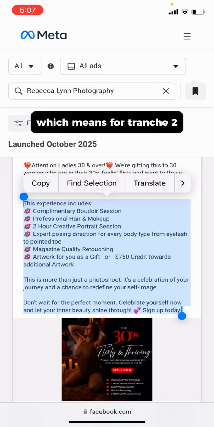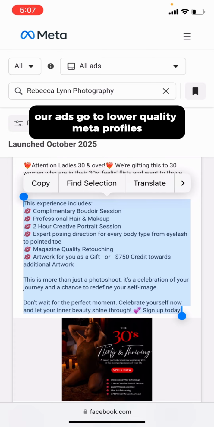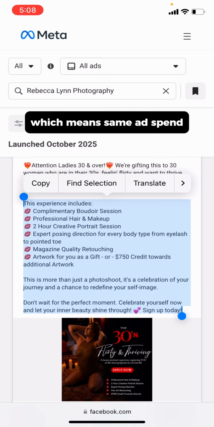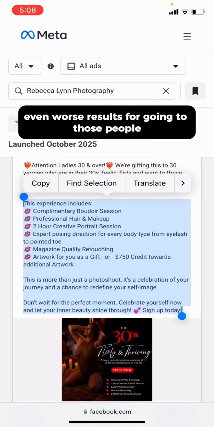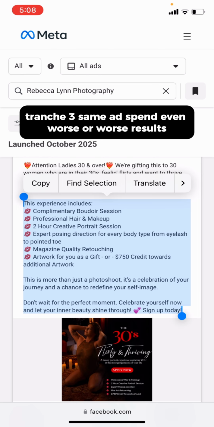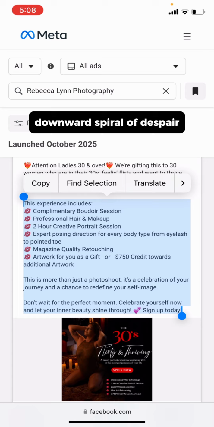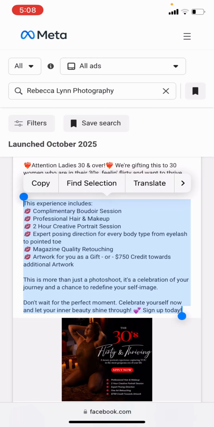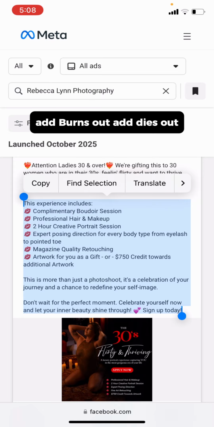which means for tranche 2, our ads go to lower quality Meta profiles, which off rip have a lower conversion rate, which means same ad spend, even worse results for going to those people, which feeds back into the Meta ad algorithm. Tranche 3, same ad spend, even worse results. Downward spiral of despair. Ad burns out, ad dies out.